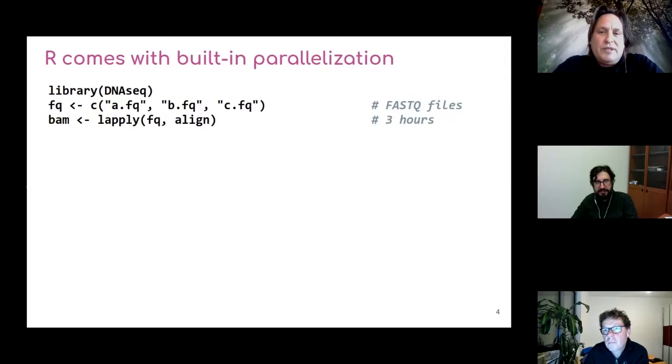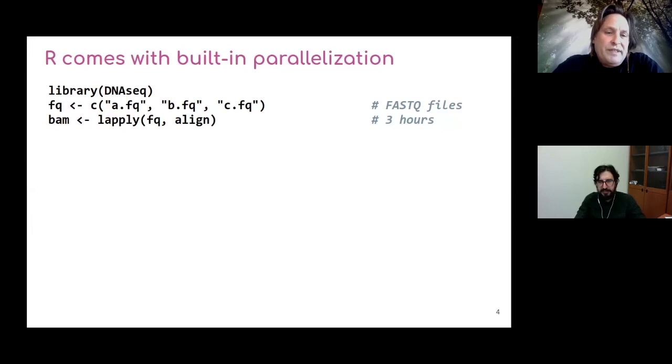Let's do a small toy example here in the bioinformatics world. Say I created a package called DNA-seq, and I have 3 FASTQ files, the sequence data, and I want to align them. My package provides a function called align. I can use the base lapply function to iterate over those FASTQ files and call align on each of them. Each FASTQ takes about 1 hour to align, so it will take 3 hours to complete here.